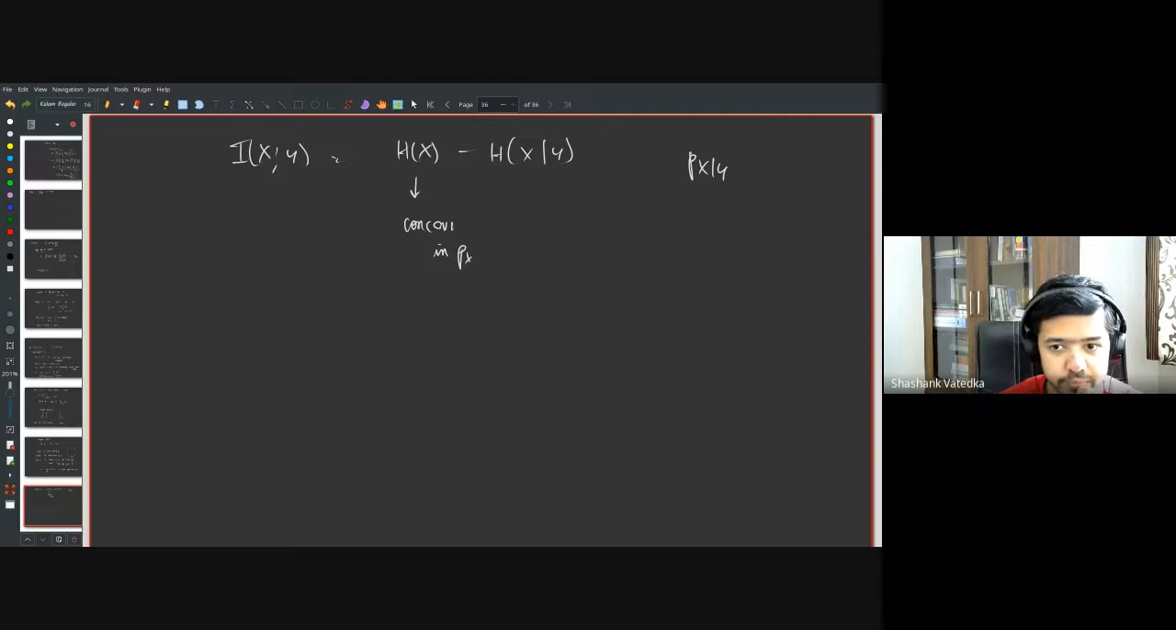Okay. Right? So you can't directly conclude, just because H of X is concave, that the mutual information is a concave function of Px, because you don't know what the second term will look like.